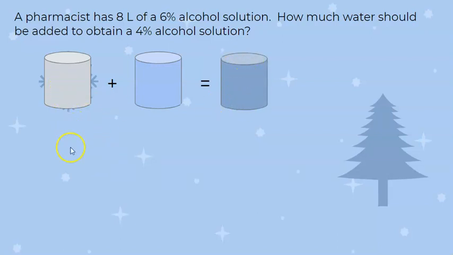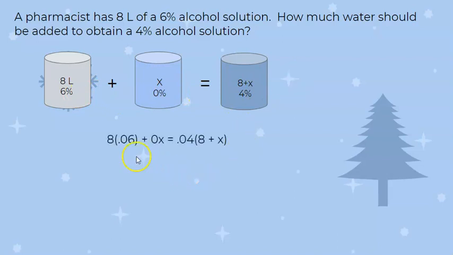So this first one is what we started with, 8 liters at 6% of alcohol. The next one is some amount of water at 0% alcohol. And the last one is adding those together, because obviously if you start with 8 liters and you add some to it, you're going to have however much that is, 8 plus however many liters, and we want that to be a 4% alcohol solution. So these are the setups.